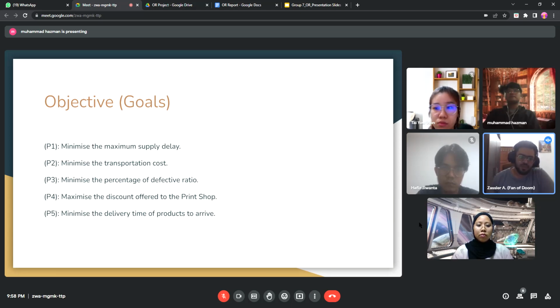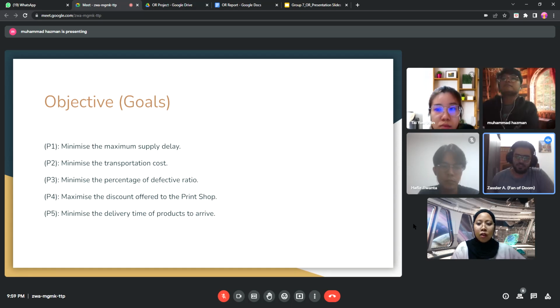So for example, we have here as the first priority, P1, we have to minimize the supply delay. And for P2, we will need to minimize the transportation cost. And for P3, we will minimize the percentage of defective ratio. And P4, we will maximize the discount offered to the print shop. And P5, we will minimize the delivery time of the product to arrive.